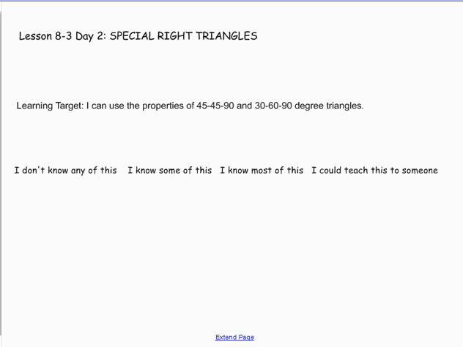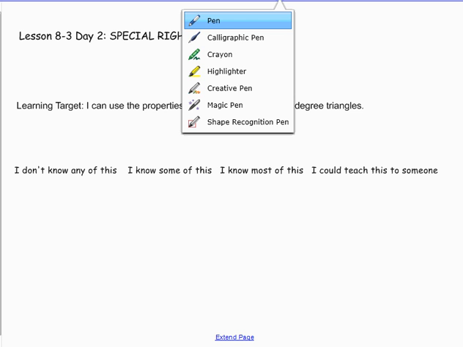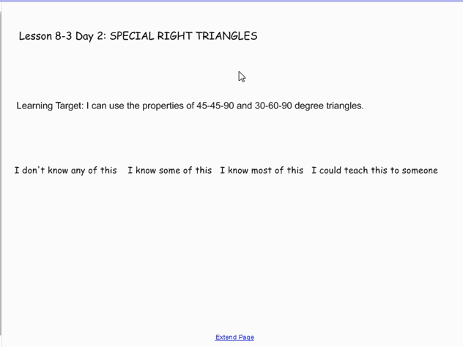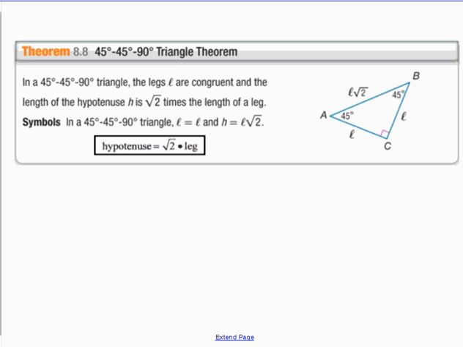Okay, lesson 8.3, day 2. Again, we're going to be working with special right triangles today. We're going to be using the properties of 45, 45, 90 and the 30, 60, 90 triangles. Remember the 45, 45, 90? This is the formula that we use to figure out the sides of a 45, 45, 90.